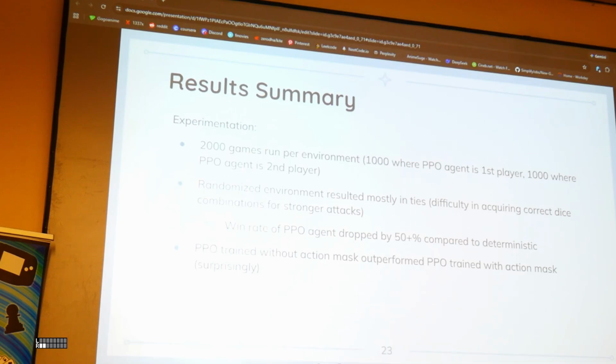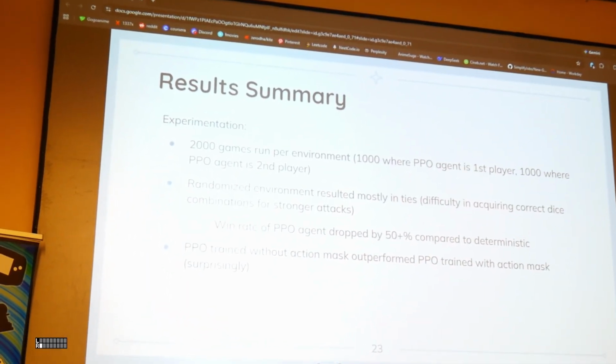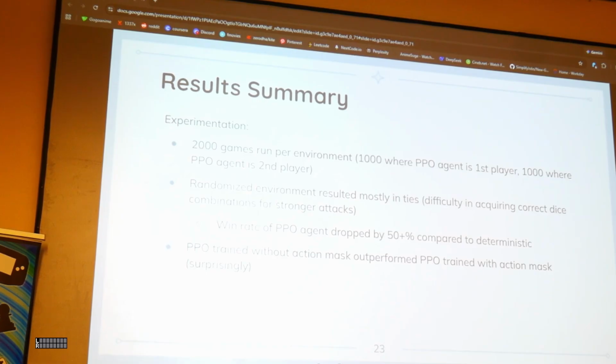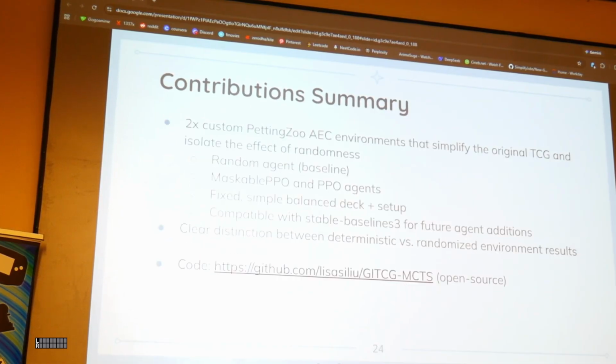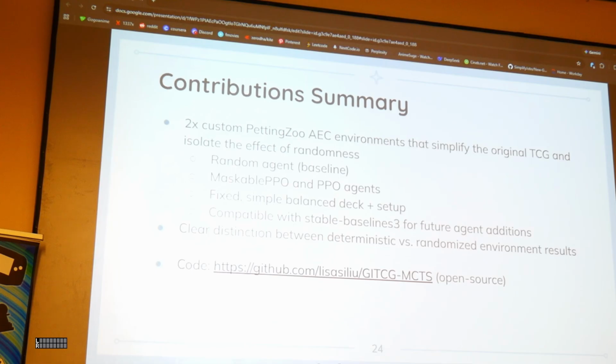So then onto the overall results summary. There are 2,000 games run per environment, so 1,000 where PPO was first player, and then 1,000 where the random agent was the first player. In total, the project had 2 custom PettingZoo environments. You can insert any Stable Baselines implemented reinforcement learning algorithm in here, and these 2 are both balanced because there's no first player advantage, and there's a clear distinction between the deterministic and randomized environment results.